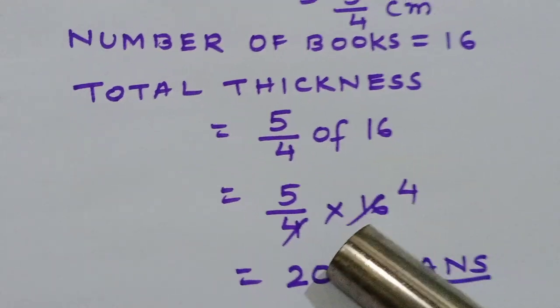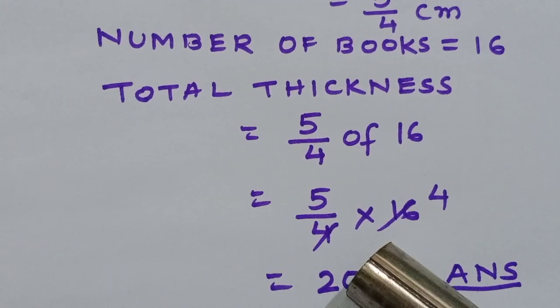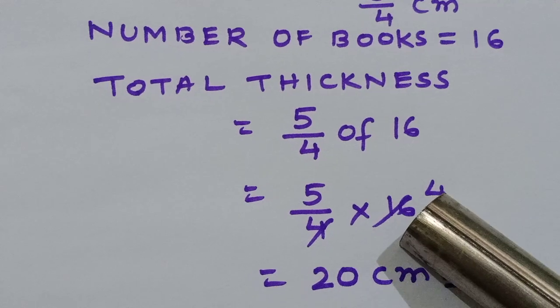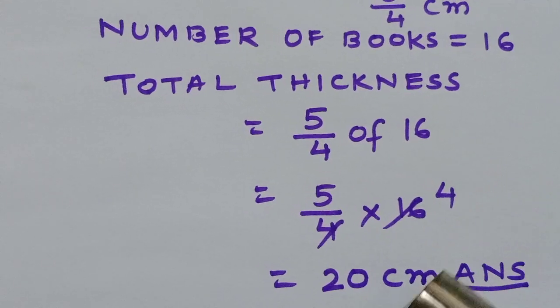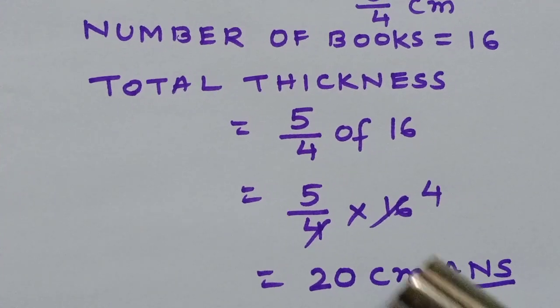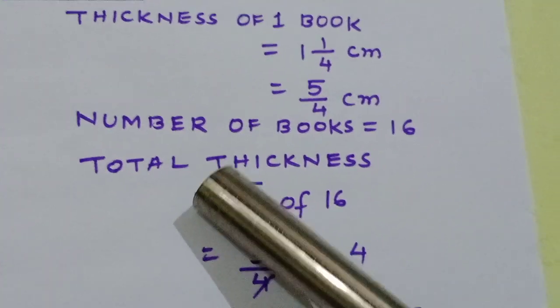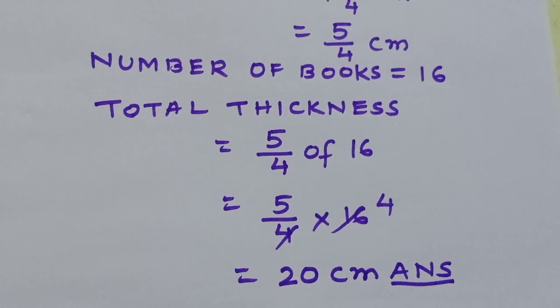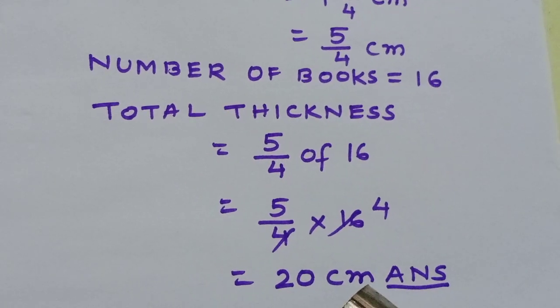Of means multiplication. 4 4 ja 16. 5 4 ja 20. 20 centimeter answer. See how I have given equal to sign. You will have to give like this. So do the work neatly like I have solved.